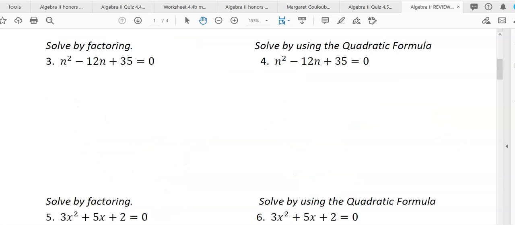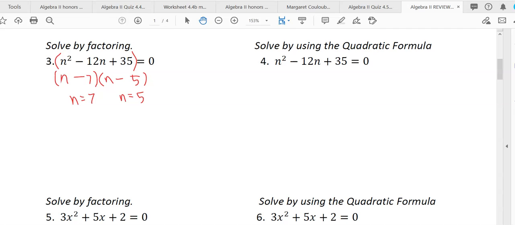Good so far. So this one we're going to solve by factoring and see if we get the same answer doing it also by the quadratic formula. So n, and then factors of 35, I'm thinking 7 and 5, and that looks good for 12, so maybe minus and minus. I think that works, so n equals 7 and n equals 5.